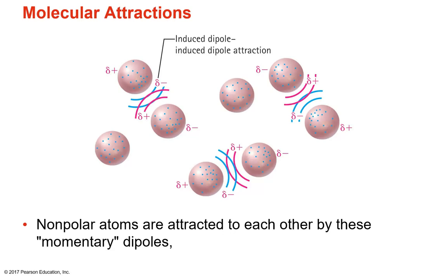So this is an example. Now, something that's way beyond this class. Liquid helium, you can make it into a superfluid, and the reason you make it into a superfluid is these kinds of bonds forming.